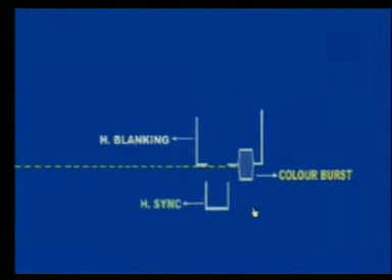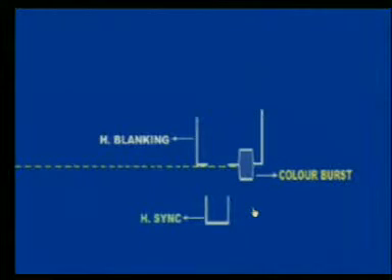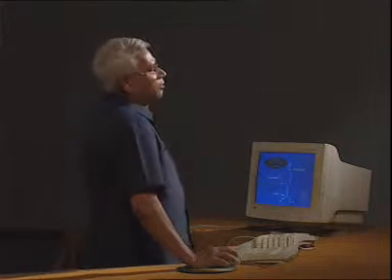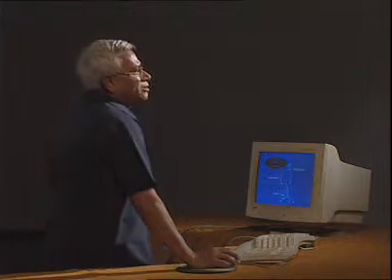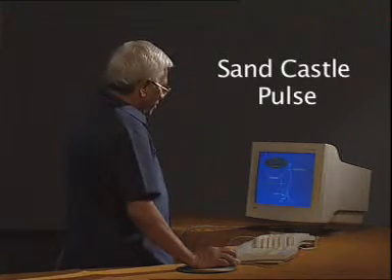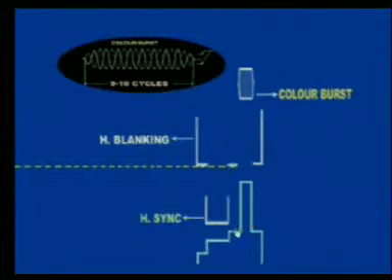The sync is separated from the color burst on the basis of amplitude, while the burst is knocked down through the Sand-Kelsis pulse. Why is it called the Sand-Kelsis pulse? If you see the shape, it looks like a castle.